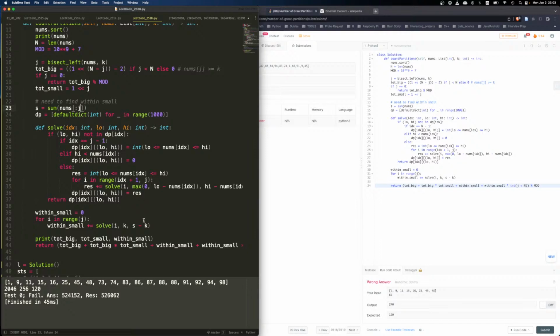Wait, hold on. Oh, the total big is already included. It's already included. Yeah, it's already included. Oh, I see. Total small. So hold on. Total big already includes the entirety of the small. So when you do total small, it shall be the same. We shall remove the 2.